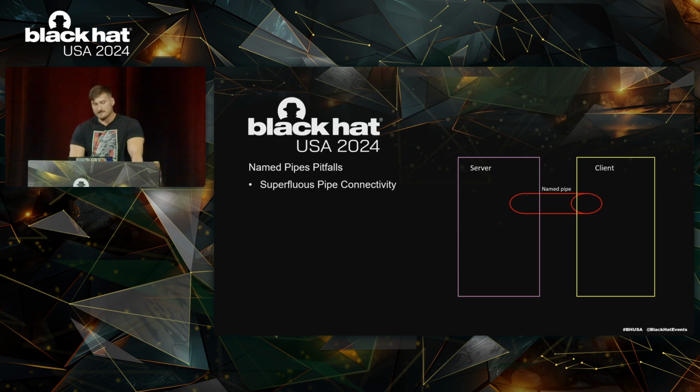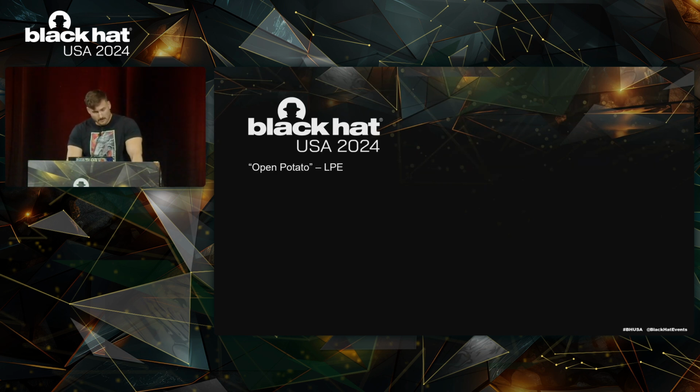The second issue is the superfluous pipe connectivity issue. Basically, it states that if a client connects to a named pipe, it doesn't really know who is the other side of the named pipe. And so if it's a bad actor, it will have an issue. And now let's connect all those dots into having an LPE, which I call OpenPotato, because it's basically based on the potatoes family of vulnerabilities, and it's OpenVPN related, and obviously OpenPotato is a good name for that.